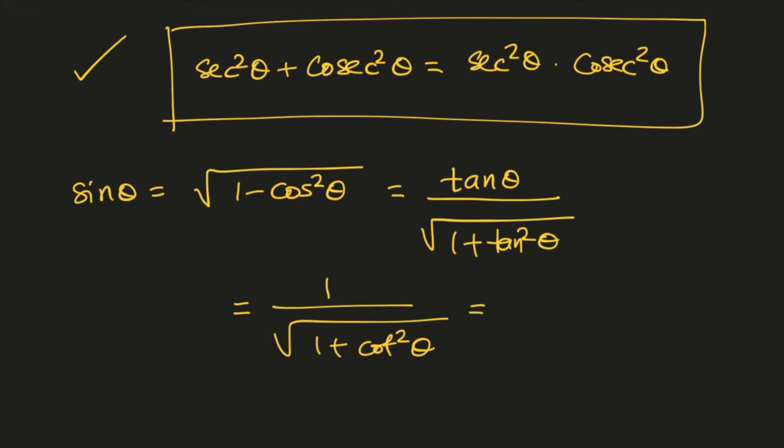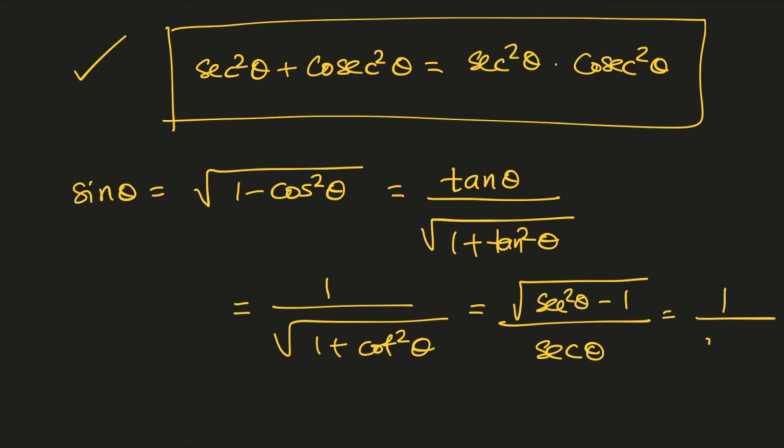Similarly, this can be written in terms of sec theta. How can you write this in terms of sec theta? This is going to be root over sec square theta minus 1 divided by sec theta. Why does this make sense? Root over sec square theta minus 1 is going to be tan theta. Tan theta divided by sec theta is again sin theta. Again, in terms of cosec theta, it is going to be 1 divided by cosec theta.